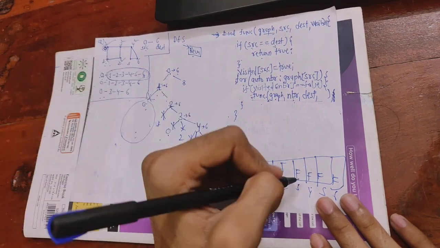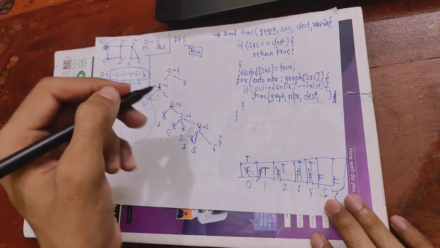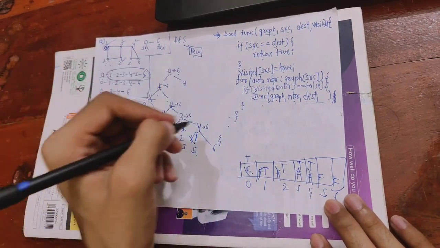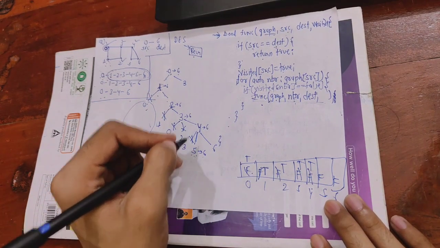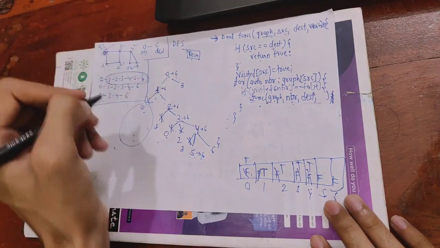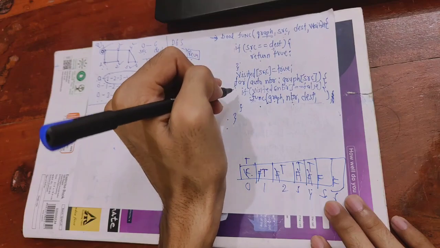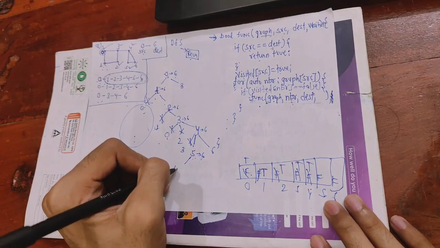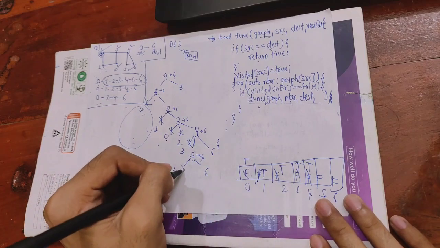Now 5 is false, so we will do a recursive call making 5 as a source node. So we need to go from 5 to 6. Since 5 and 6 are not equal, we will mark 5 as true. Now we will go to 5's neighbors. So 5's neighbors are 4 and 6, right? 4 is already true, so we will not go into this.